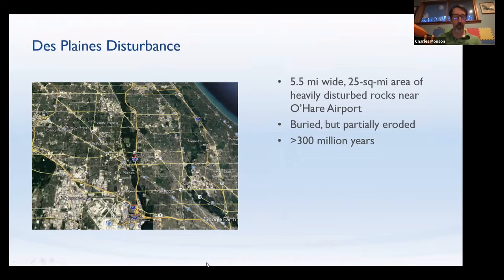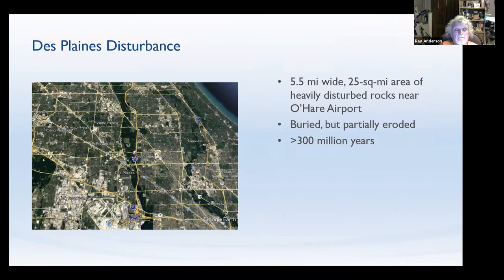Not a great deal is known about Des Plaines, actually. There's been only one real paper about it that was maybe at least 30 or 40 years ago, I think. It's buried, and it was pretty heavily affected by erosion and other forces before it was discovered. So we don't know how old it is. Based on the rock that it formed in, the oldest it could be is about 300 million years. The youngest it could be is about 2.5 million years. So we got a pretty big error bar there. Hopefully someday we'll be able to pin a better date on it than that.